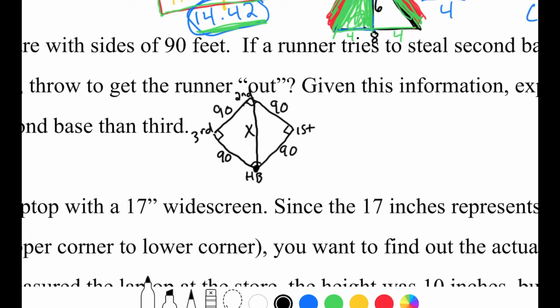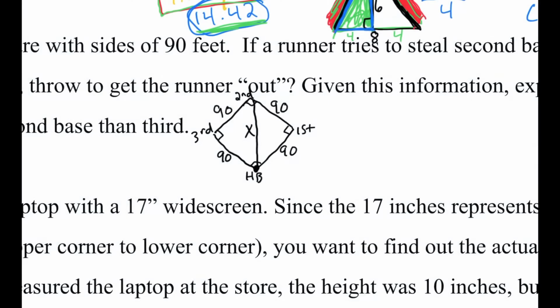So that's what we're looking at. Given this information, once we find this out, explain why runners more often try to steal second base than third. So we're going to look at this triangle here. So this was second base, and first base, and home plate or home base. And we want this. This was a right angle, this was 90, and this was 90.